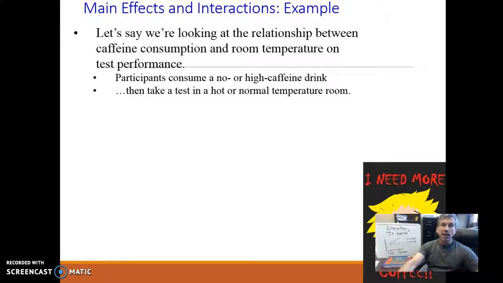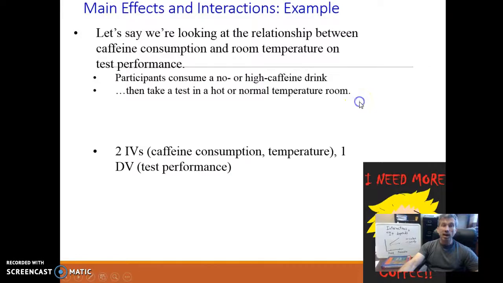So let's take another quick example. Let's say that we are manipulating how much caffeine people consume and the room temperature that they take an exam in, and our DV is test performance. So participants consume either, let's say, a decaffeinated cup of coffee or a regular cup of coffee, then they take a test in a hot room, let's say an 80-degree room, or a normal temperature room, let's say 70 degrees. So let's break down this design first. We have two IVs, caffeine consumption and temperature, and each one has two levels. We have one DV, which is test performance.